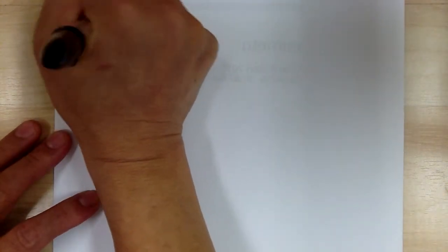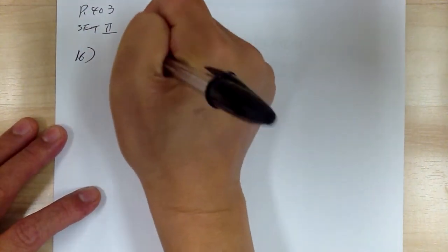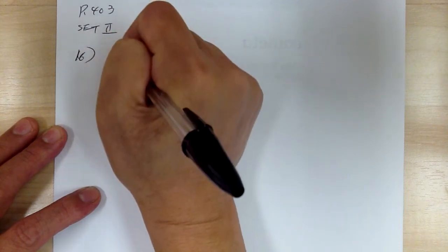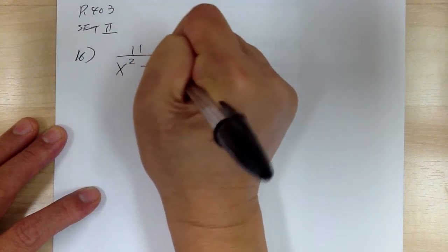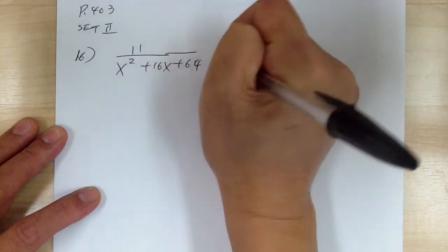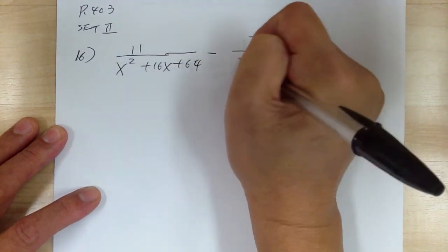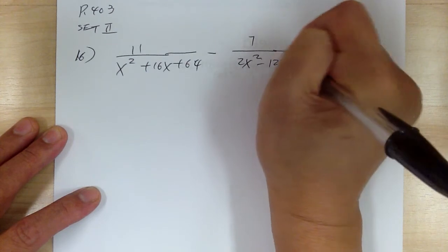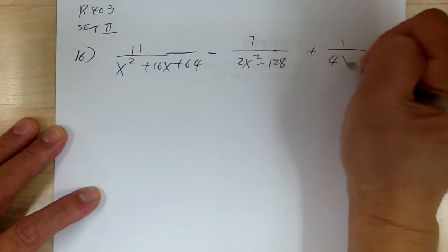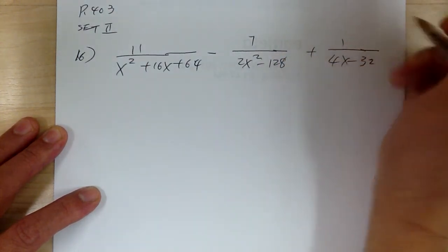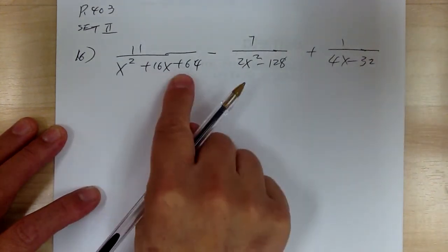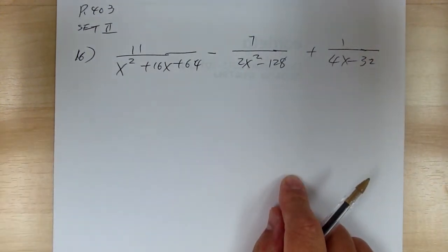Okay, so let's go to 16. Number 16, you have 11 over x squared plus 16x plus 64 minus 7 over 2x squared minus 128 plus 1 over 4x minus 32. So again, you have to do all the factoring. As soon as you see addition or subtraction, you need to do factoring.